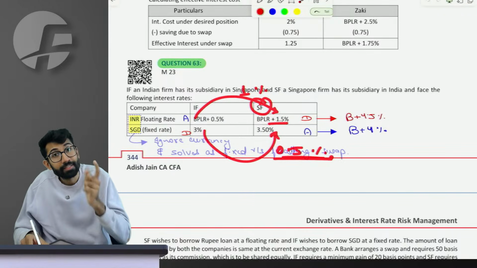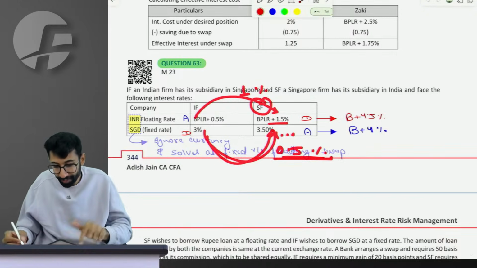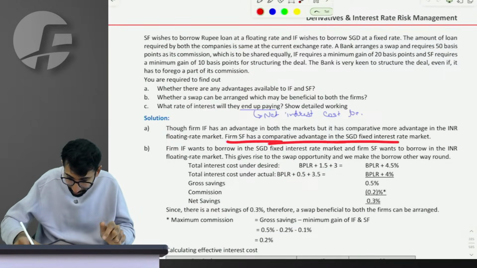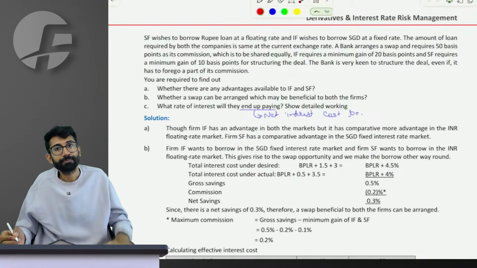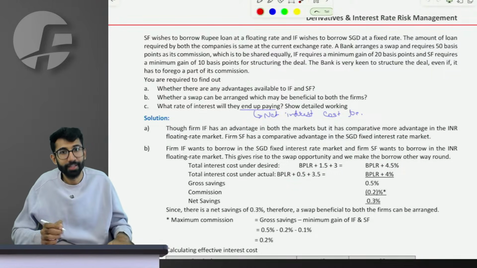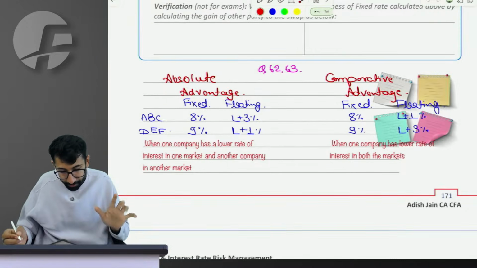So SF has a comparative advantage in fixed market because it has to pay only 0.5 extra, and that is what we are trying to say: fixed market, SF comparative advantage. Are you understanding, everyone in the class? That is question 63, which gets done.